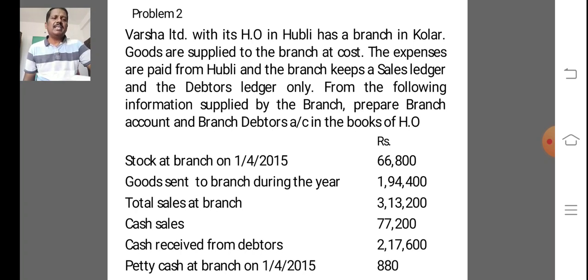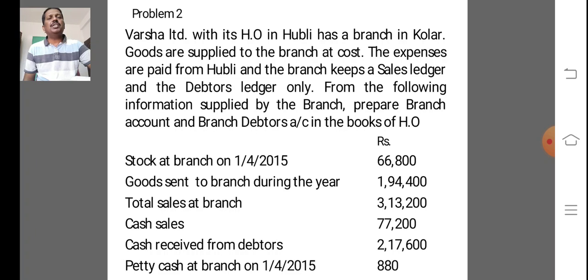So I am taking the second problem. Varsha Limited with head office in Hubli has a branch in Kolar. Goods are supplied to the branch at cost. The expenses are paid from Hubli and the branch keeps a sales ledger and the debtors ledger only. From the following information supplied by the branch, prepare branch account and branch debtors account in the books of head office.